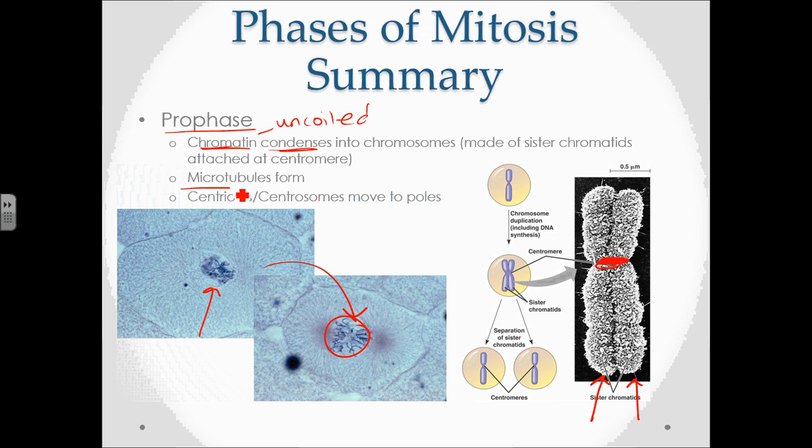This is also where the microtubules form. This is the spindle, or the spindle fibers. The centrioles are going to move to the poles, so that's what's going to be on each end here. In plant cells, those don't exist. And then the spindle is going to attach like that to the end.